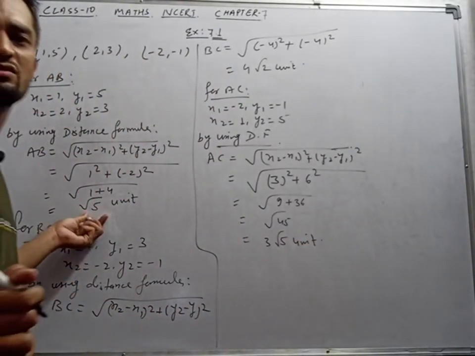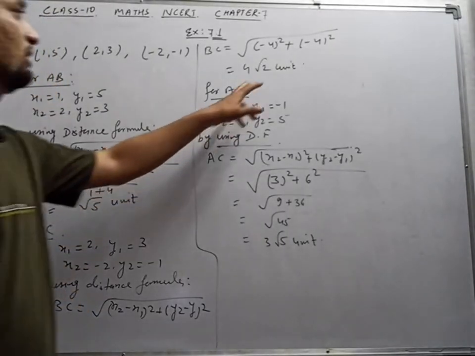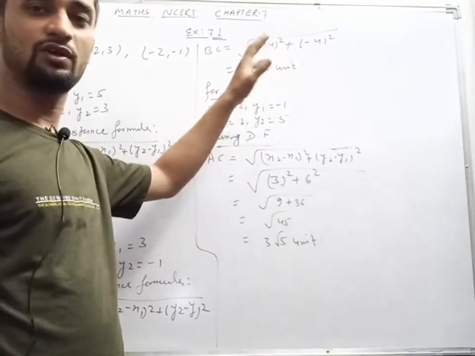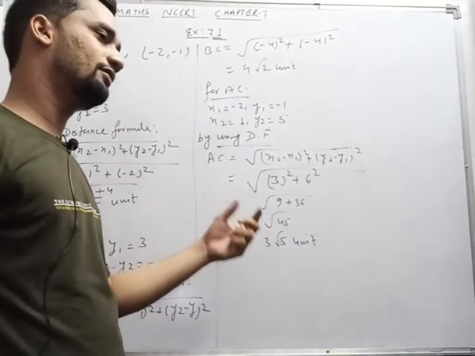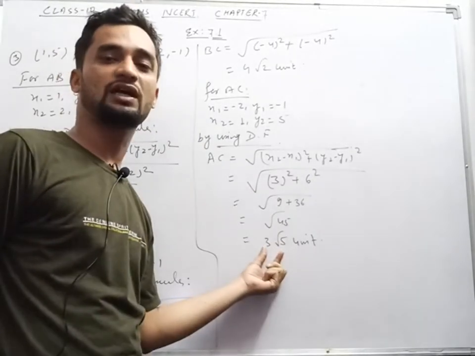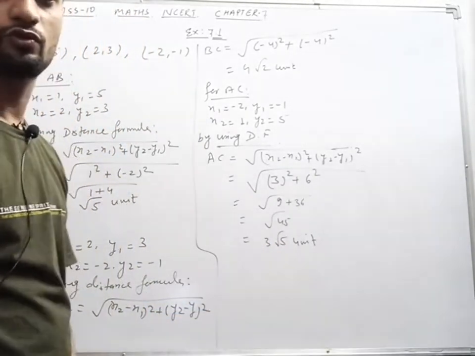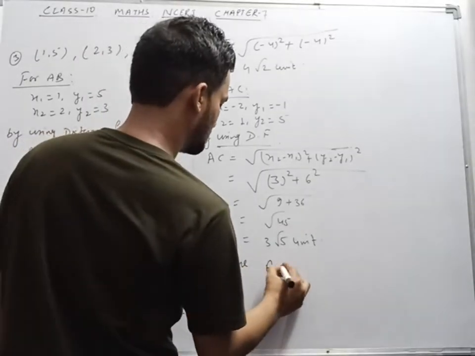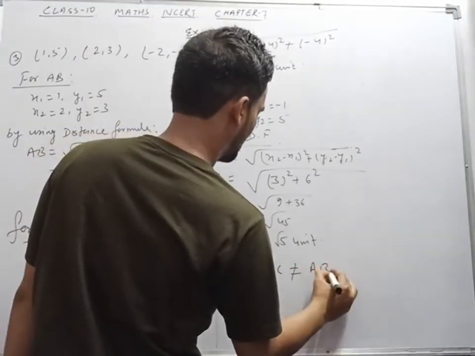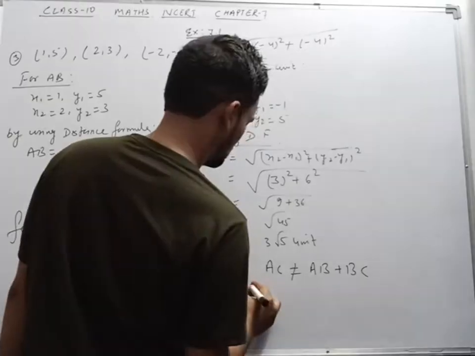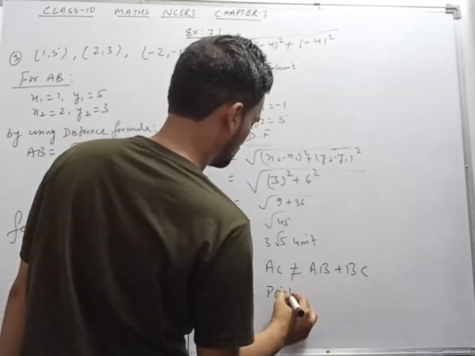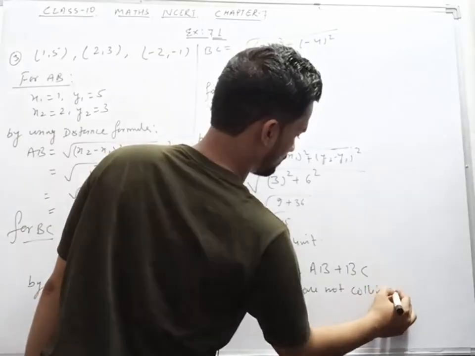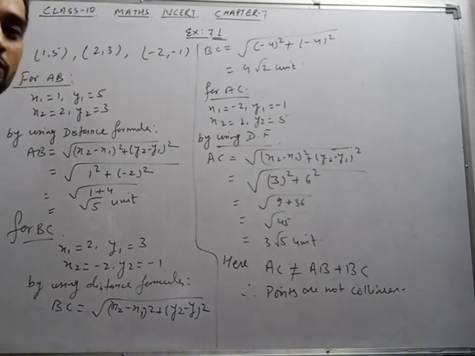So you can see this is root 5. Root 5 is approximately 2.24. This is 4 root 2, that is 4 into 1.414. When you calculate and add, that will not be equal to this 3 root 5. So here AC is not equal to the sum of AB plus BC. Therefore, the points are not collinear. I hope you understand. Thank you.